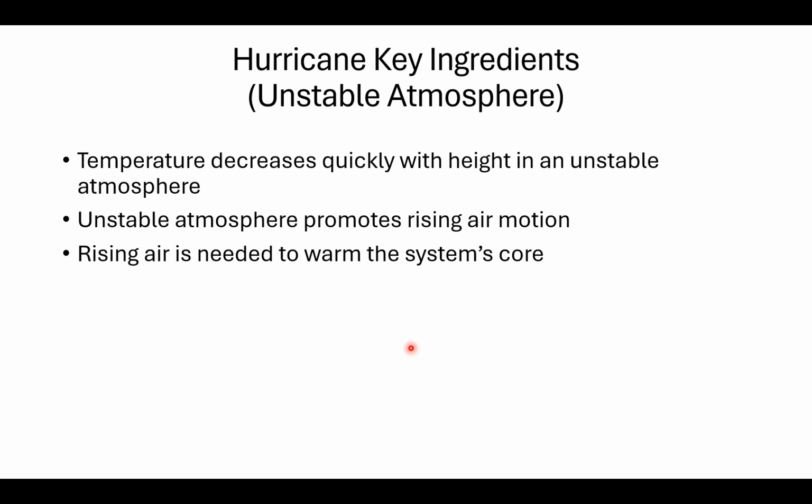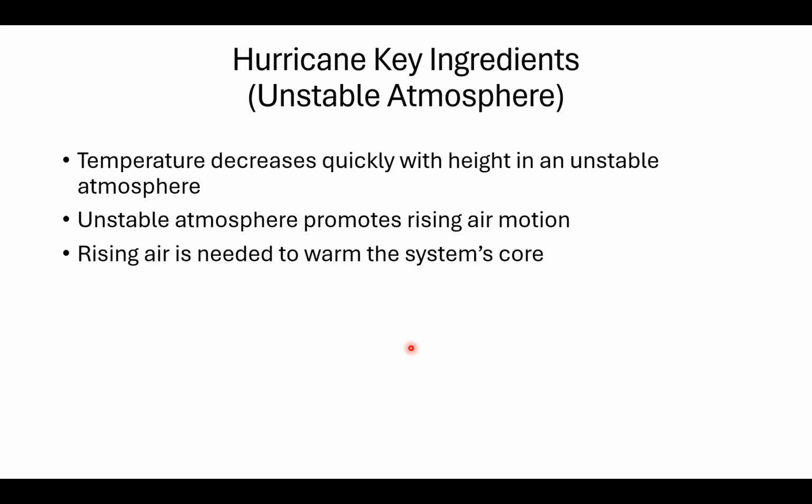Unstable atmosphere, very important for hurricane development. Temperature is going to drop quickly with height in an unstable atmosphere. We call that positive buoyancy, when the air temperature drops rather rapidly with height. The greater the difference in the temperature in the vertical column, let's say from the lower levels, the ocean surface, up to about 10,000 feet.